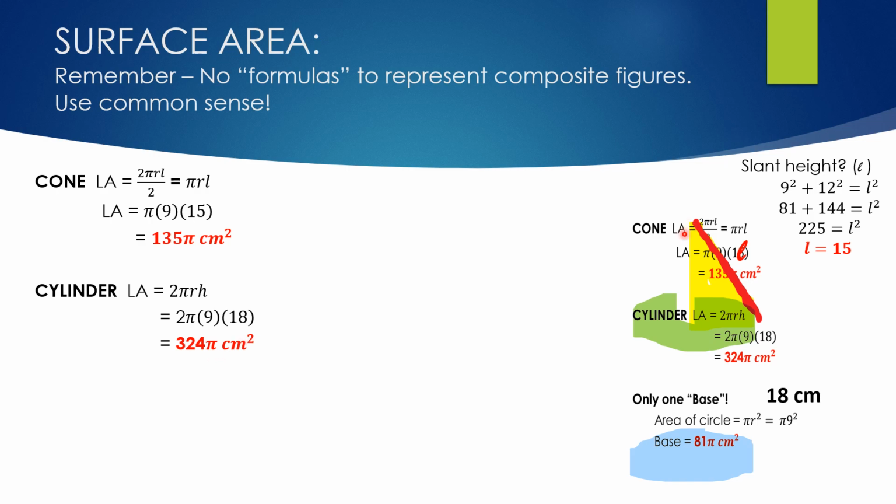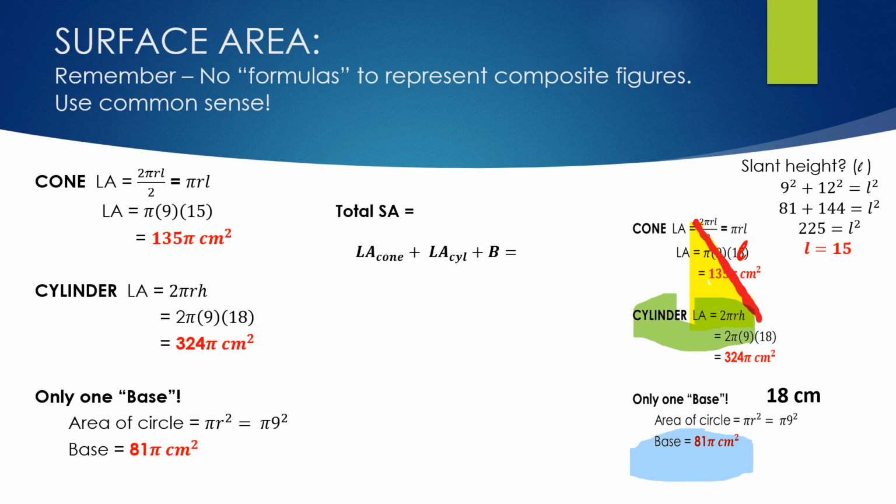So far, I found the lateral area of the cone and the lateral area of the cylinder, and then I just need to find this blue base that's down here, because that caps off the bottom of my figure. So since we only have one base, the area of the circle is just pi r squared, or 81 pi centimeters squared. So now, in order to find the total surface area, it's going to be the lateral area of the cone, the lateral area of the cylinder, and then just that one base down here on the bottom.